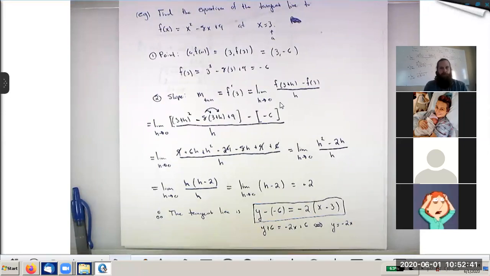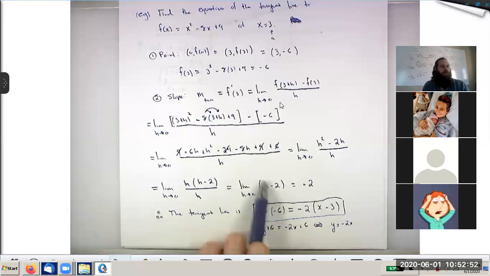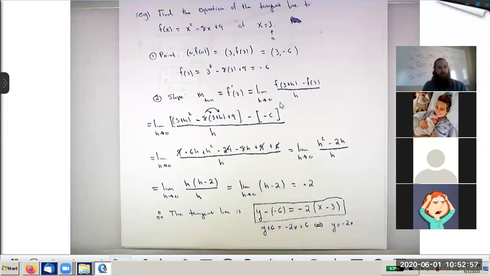At the very last piece, h minus 2 equals -2. How did you get -2? So the limit as h approaches 0 of h minus 2. So I'm sending h to 0. So if you plug in 0 for h here, you get -2. Okay, thank you. Of course.